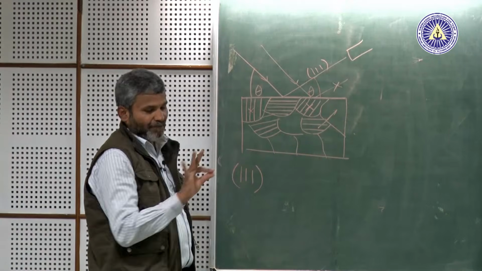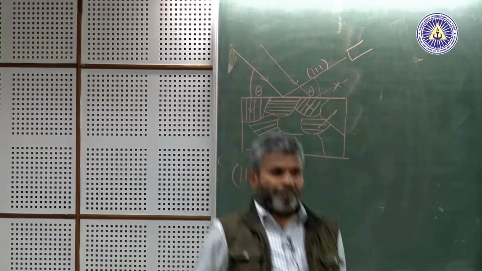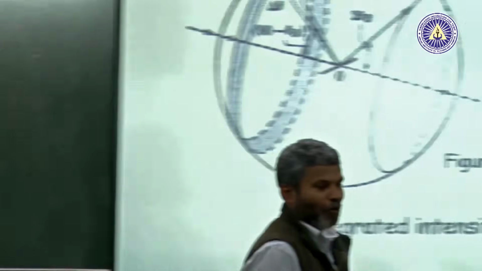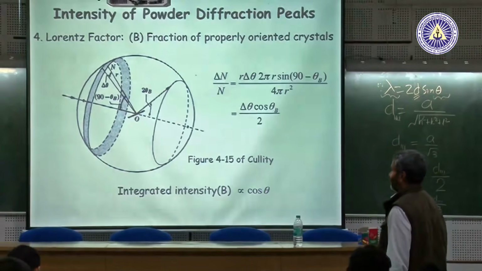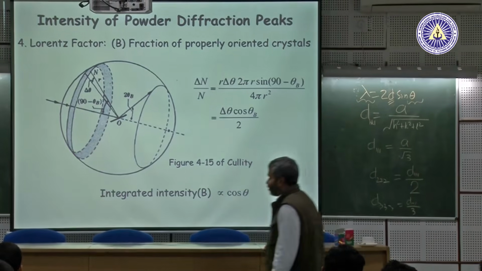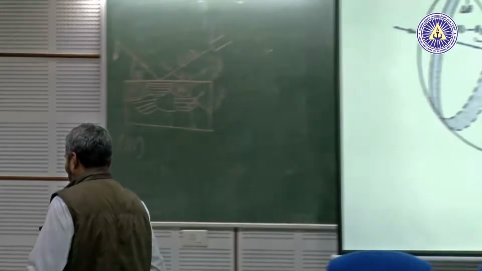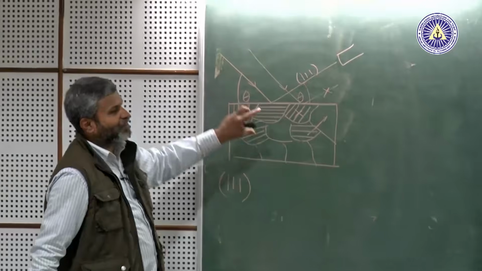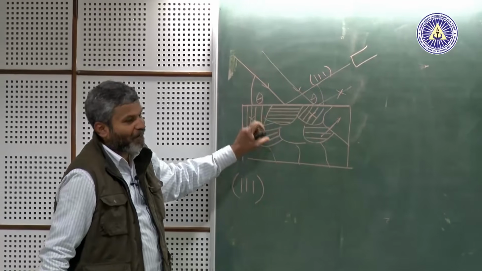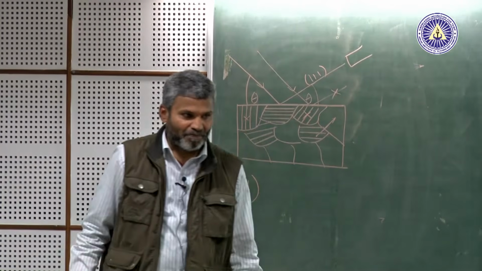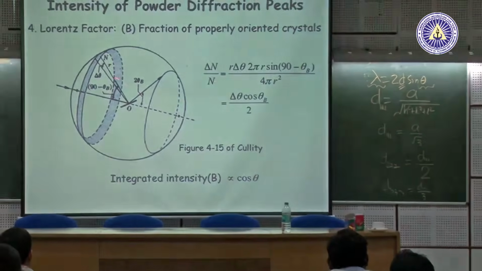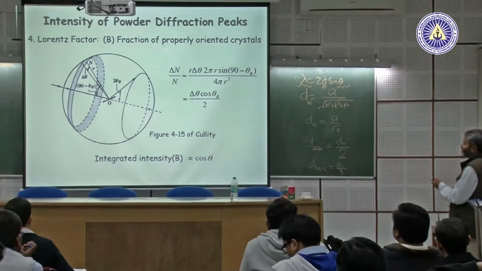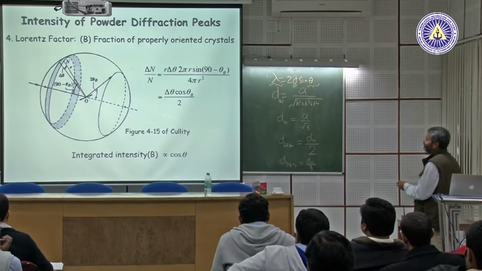So, for any diffraction beam, only a fraction of the crystals contribute, and for different beams different crystals will contribute. So, the intensity will also depend on, for any given direction, what is the fraction of crystals which are properly oriented for that diffraction or reflection. And surprisingly, it turns out from this analysis that the fraction of properly oriented crystals itself depends on theta.